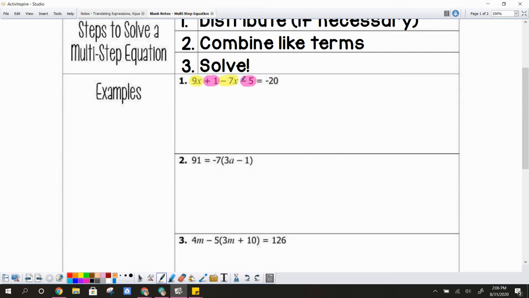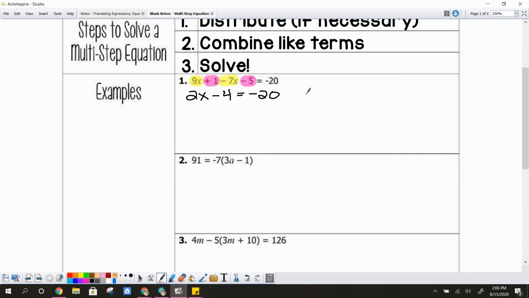So I have 9x minus 7x, and I know that that is equal to 2x. And then I have a positive 1 minus 5. I know that 1 minus 5 is a negative 4. I'm going to bring down the negative 20. So now I can go ahead and solve.